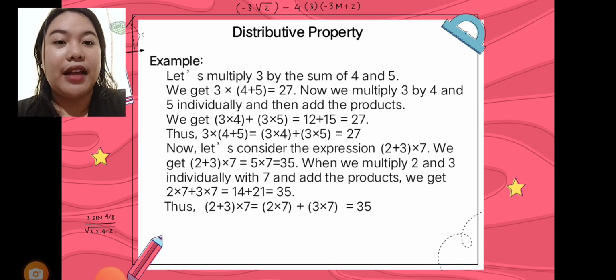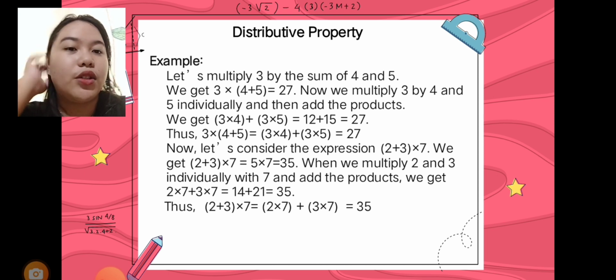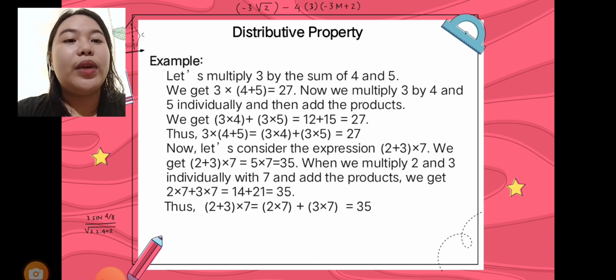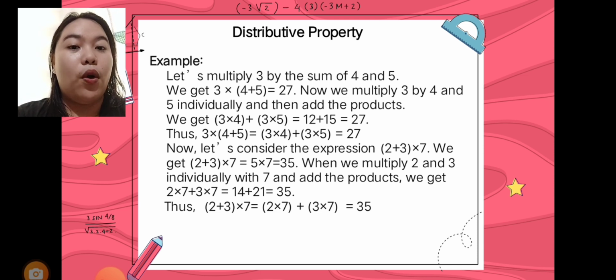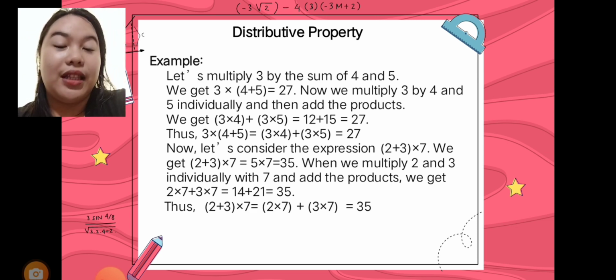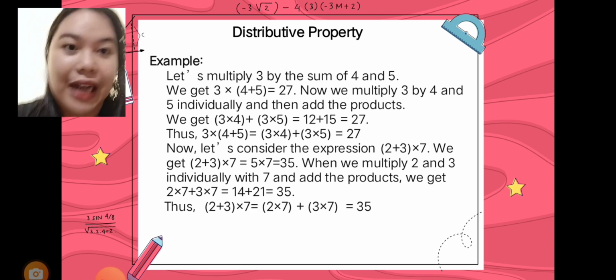After, we multiply it by 3. So, it results to 27. After that, now we can multiply 3 by 4 and 5 individually and then add the products. So, we get 3 times 4 plus 3 times 5 is equal to 12 plus 15 is equal to 27. So, we have the same result, right?